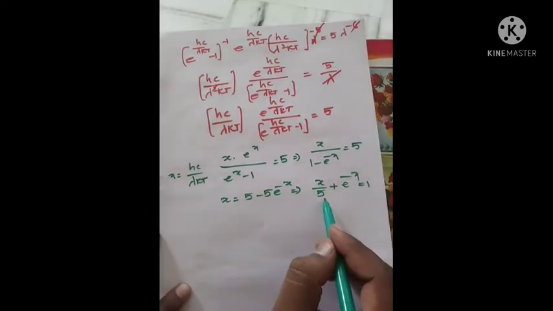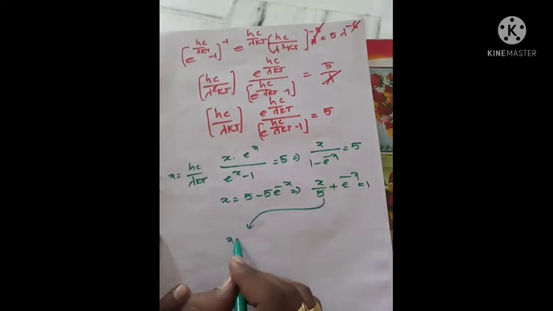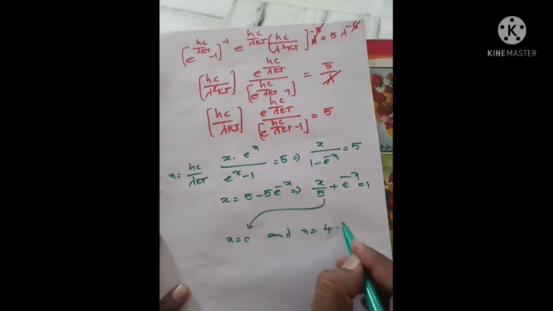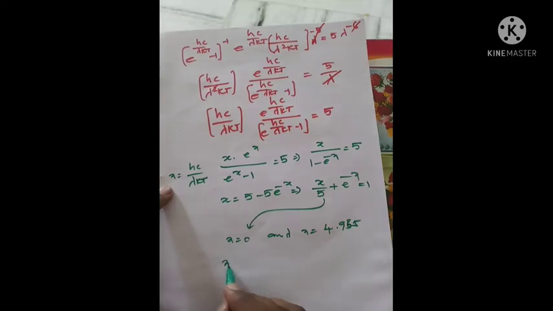From this equation it has two roots, x equals 0 and x equal to 4.965. This equation has two roots, x equals 0 and x equal to 4.955, sorry, 4.965. Now we know the x value: x equal to hc by lambda kT, and that equals 4.955.